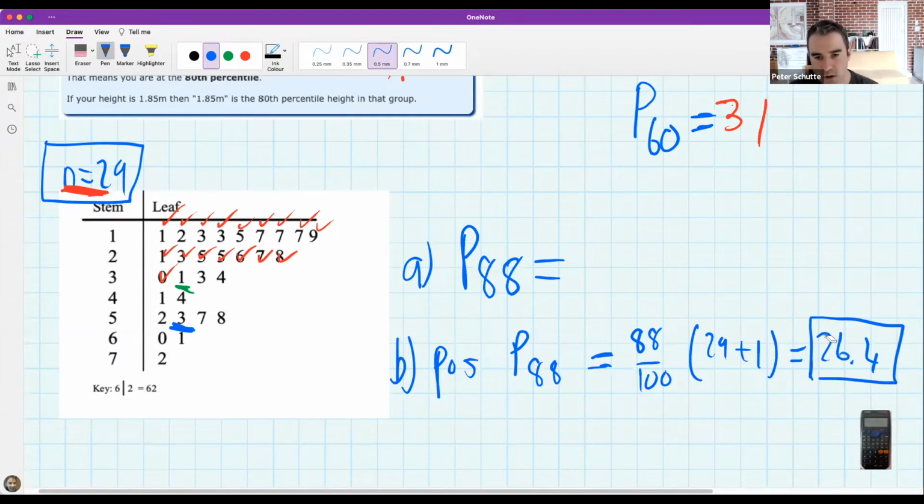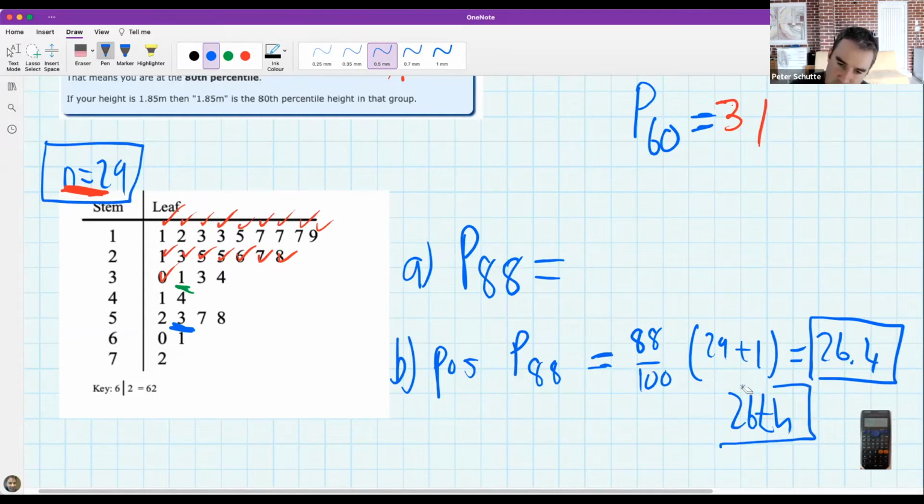Now, when you are dealing with percentiles, you do not average them out. You go to the position that is closest. Now, with quartiles, we're different. With quartiles, if you fell between two positions, you average them out. With percentiles, you go to the position that's nearest. And the nearest position is going to be 26th, because 0.4 is closer to 26 than it is to 27.